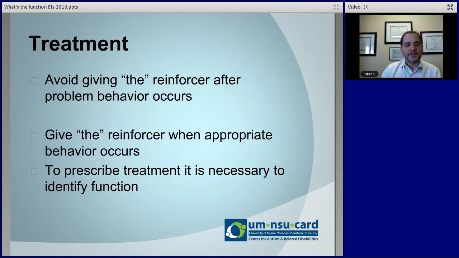So the first thing that you want to do in treatment is to avoid giving the reinforcer after problem behavior occurs. Okay. Actually, before I move on to treatment, I want to take a second here and pause and give you the opportunity to ask a question. You can use your chat to ask a question, ask for clarification, ask me to go back, ask me to slow down. So let's take a quick pause here and give anybody that needs to the chance to say something.